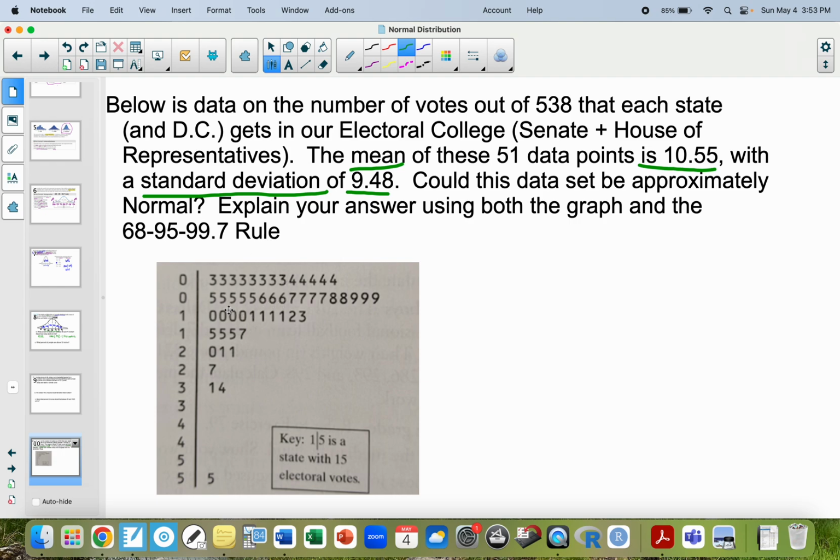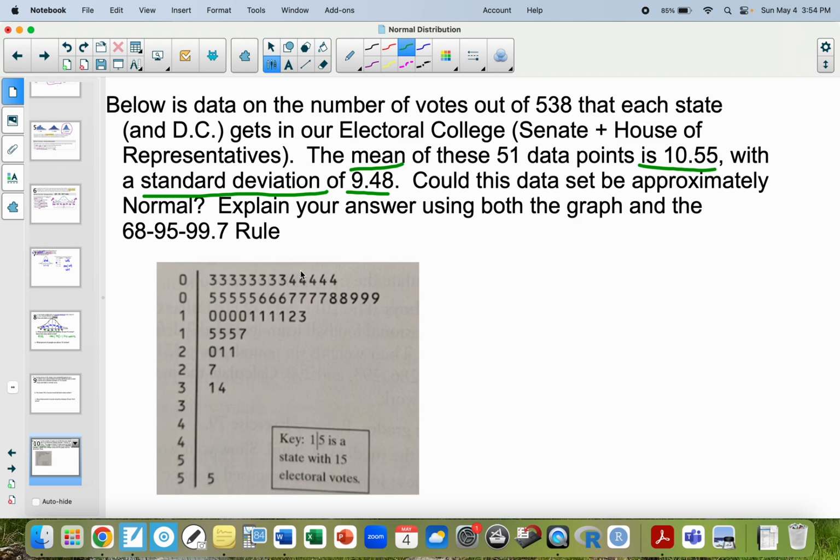So first of all, this is a stem and leaf plot. So the way you read this is like this is the first set of numbers. So 0, 3. So this would be 3, 3, 3, 4s. These are 5, 6, 7, 8, 9. Then this is the first part of the number. So this would read 10, and then 11, 12, 13, 15, 17, 20, 21, 27, 31, 34, 55. A lot of times they have a key. So, like, 1, 5 is a state with 15 electoral votes.